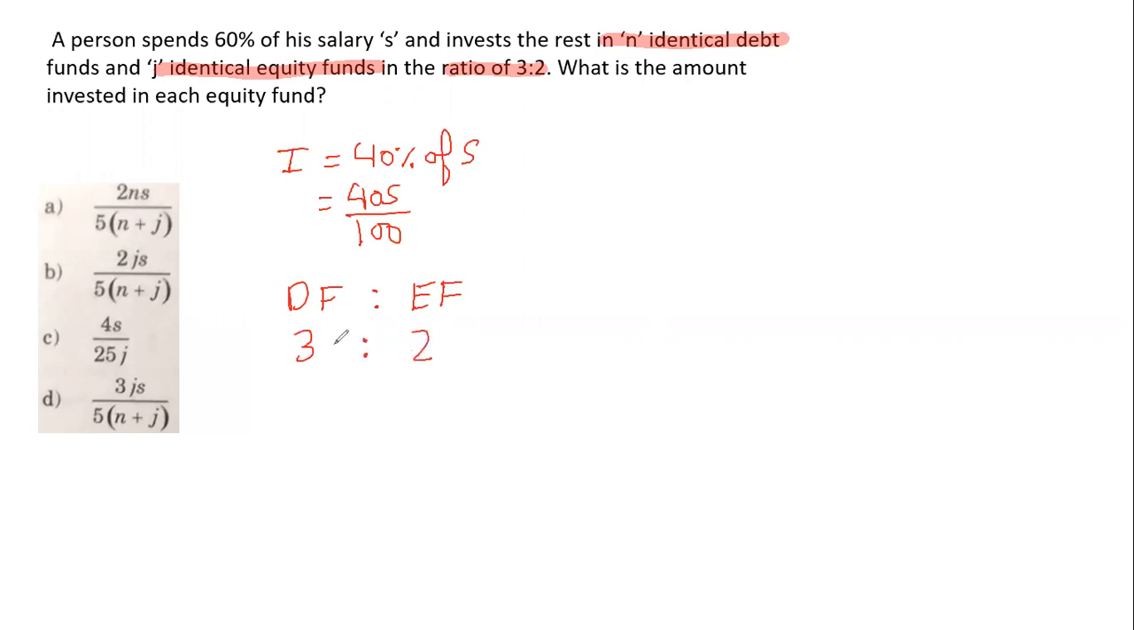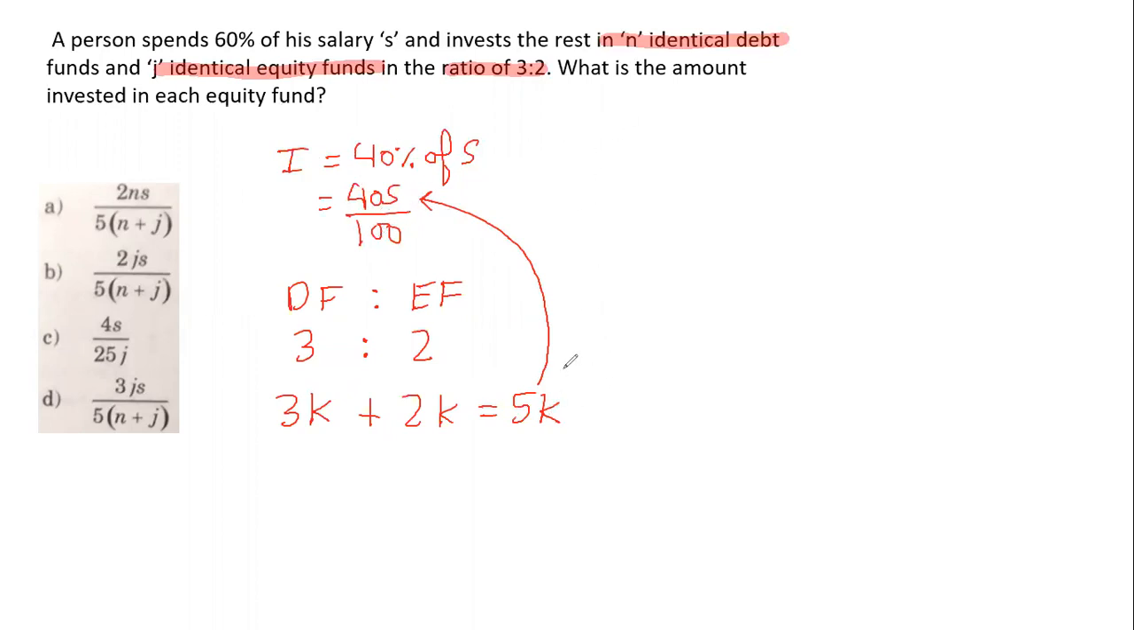But again, is this the original value? No. So if I say I invested in the ratio of 3:2, I can say I invested 3K on debt funds and 2K in the equity funds. That means the total money that I invested is actually equal to 5K. Now this is the original value. Now I know I invested 5K, which will always be equal to the money that I invested according to this equation, because they are already saying I invested 40% of my salary.